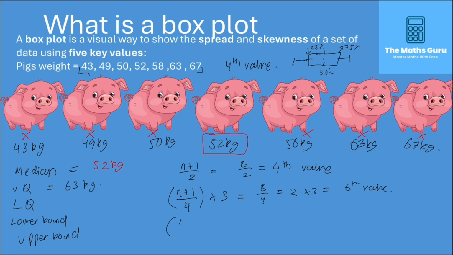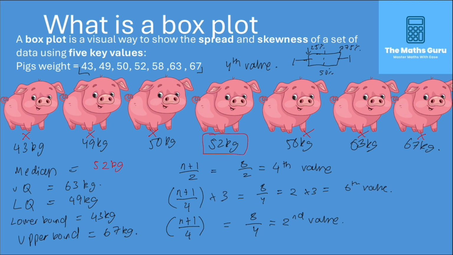Now, looking at our lower quartile, this is our 25% interval. We just have to do n plus 1 divided by 4, which is going to be 8 divided by 4, which tells us that the second value in the data set is going to be 49 kg, which is our lower quartile. Now, looking at our lower bound, we have 43 kg as our lowest point in the data set, and our upper bound to be 67 kg. So those are the key values that we need to find before plotting our box plot.